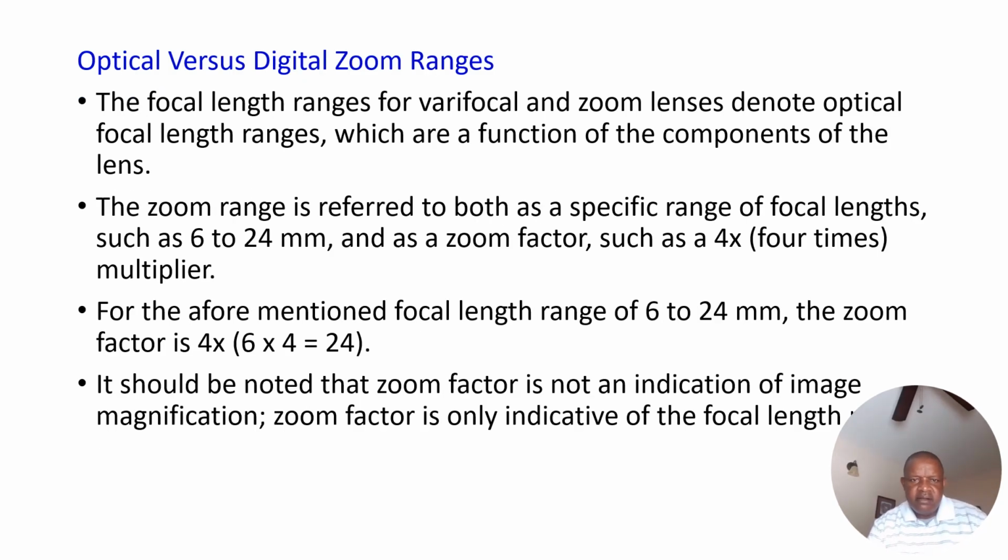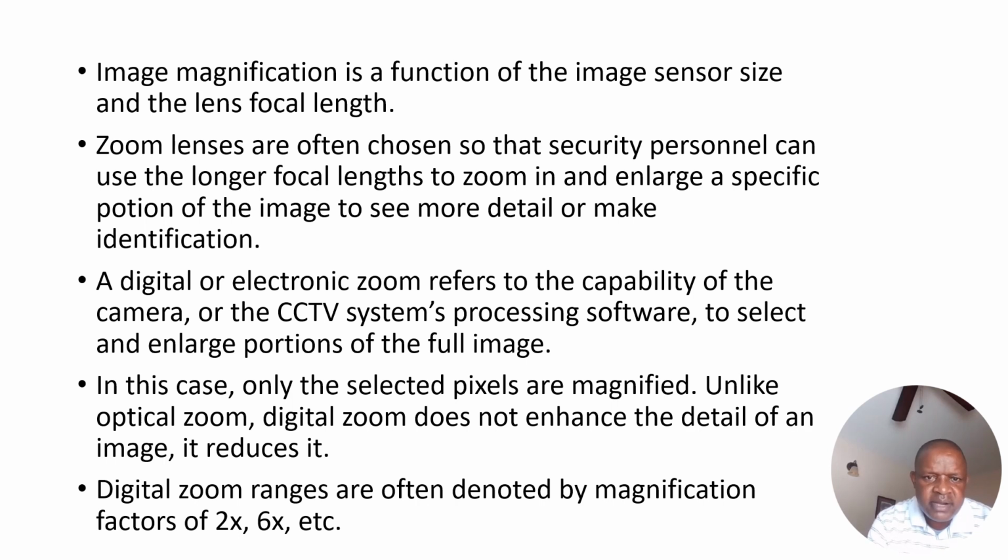Optical versus digital zoom ranges. This is another additional information that I ask you to read on your own. The focal length ranges for varifocal and zoom lenses denote optical focal length ranges, which are a function of the components of the lens. Read that one on your own. And then also, image magnification is a function of the image sensor size and the lens focal length.